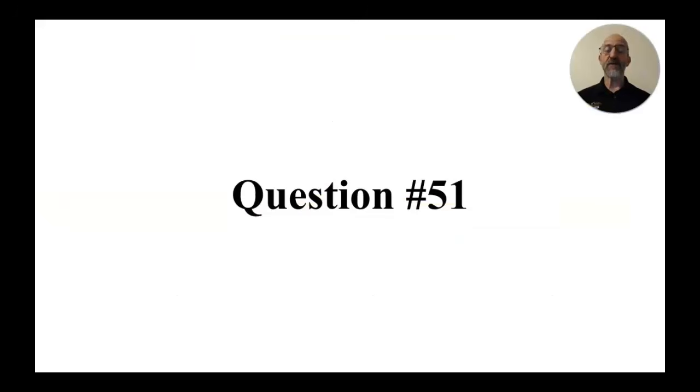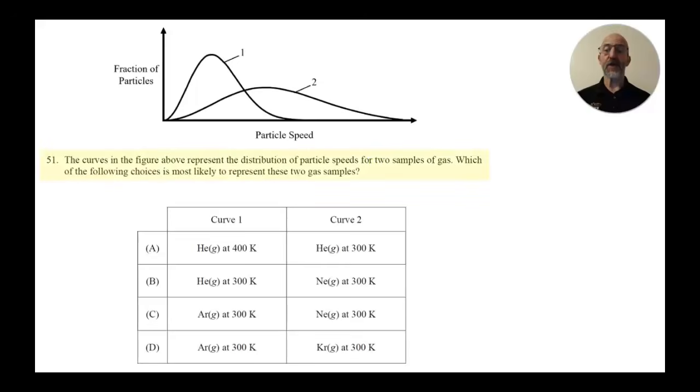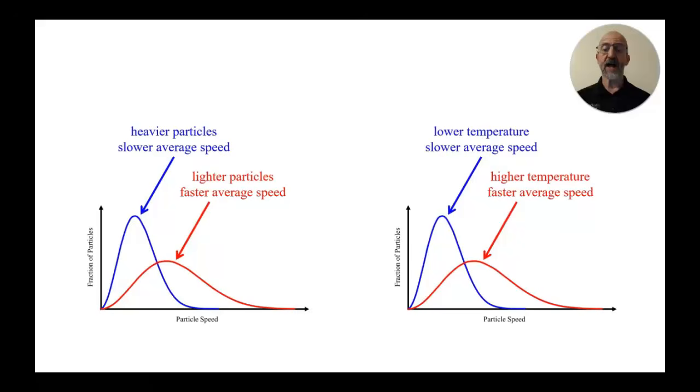In question 51, it says the curves in the figure above represent the distribution of particle speeds for two samples of gas. Which of the following choices is most likely to represent these two gas samples? So on this slide, I've got the same diagram, but different reasons why. On the left, I say that heavier particles have a slower average speed, lighter particles have a faster average speed, so that is true.